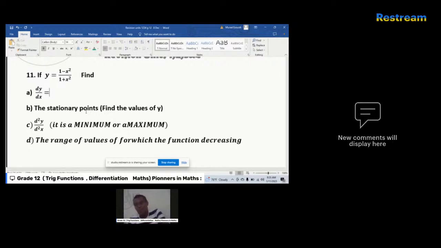Then D, find small d. Now small e: differentiate. Find the third derivative of the function. Tomorrow at 9 a.m. I will be online with you.